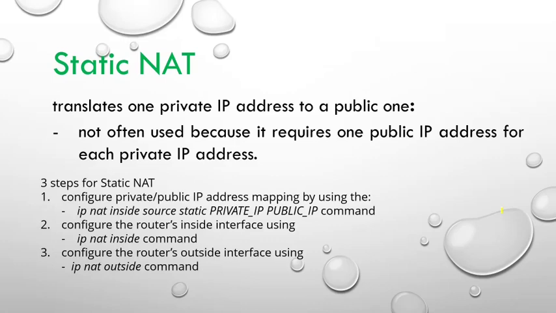So there are three steps, of course, to configure the private and public addresses. You have to use IP NAT inside source, static, and then the private IP and its public IP command. Okay, this is the command, okay. And of course, the next step would be configure the router's inside interface. Okay, so yung interface connecting to the device in your own private network. Okay, so IP NAT inside.